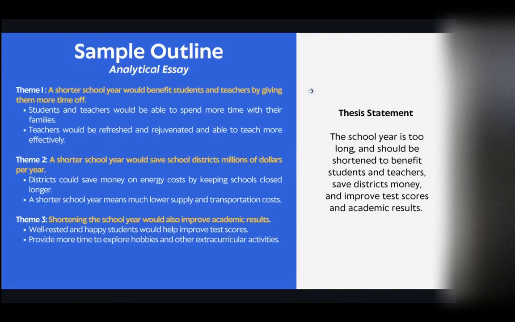So in our thesis statement, we have the A, which is that the school year is too long. We have the B, which is that the school year should be shortened, and we have the C, which is that it benefits students and teachers, saves the district's money, and will improve test scores and academic results. So here you can see the direct correlation between your thesis statement and the outline of your essay.